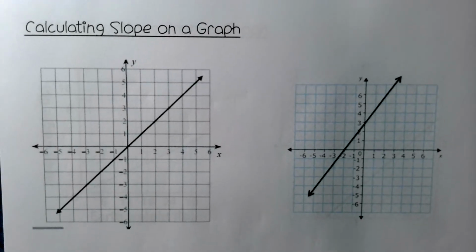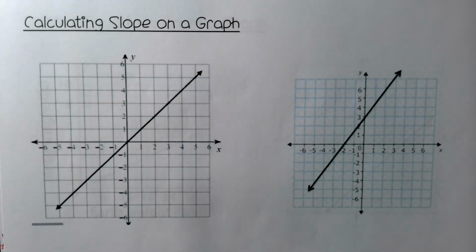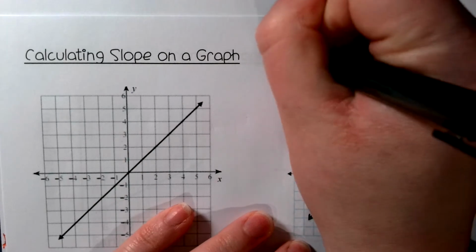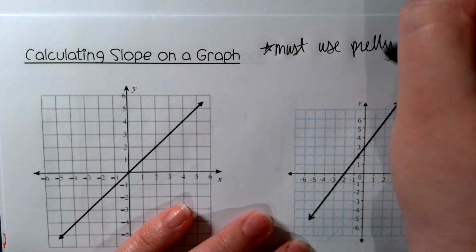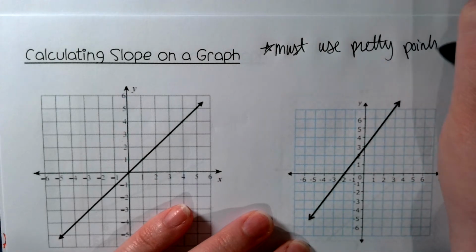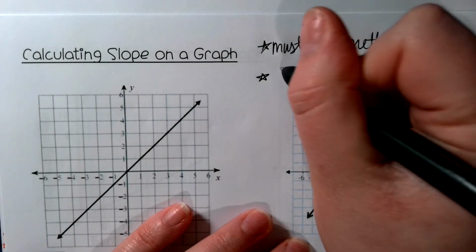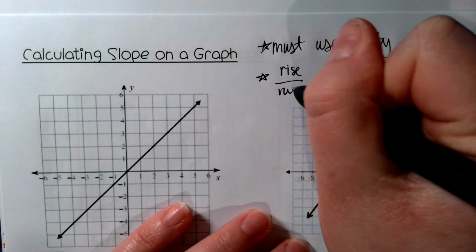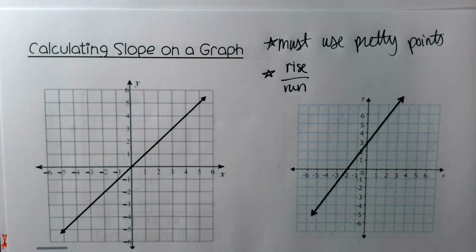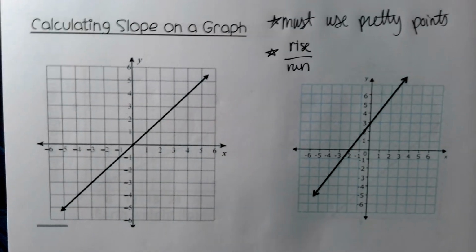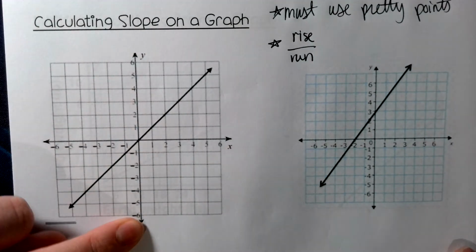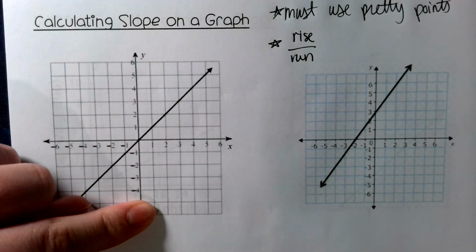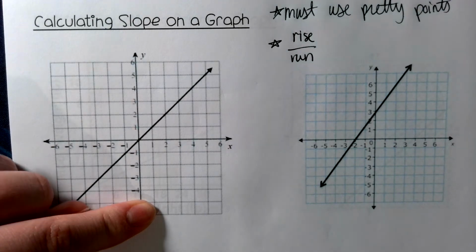Alrighty, now calculating slope on a graph. Remember, we must use pretty points. And to calculate it, we do the rise over the run. We've got to use pretty points, and we have to do rise over run. So, if you have forgotten, there is always one pretty point on the y-axis for my class. It won't always be like that, but for my class it will be.